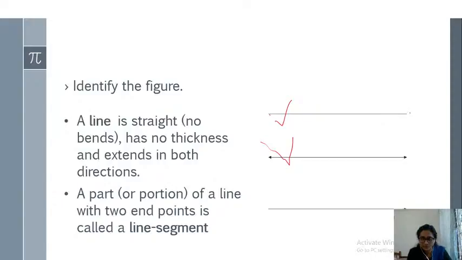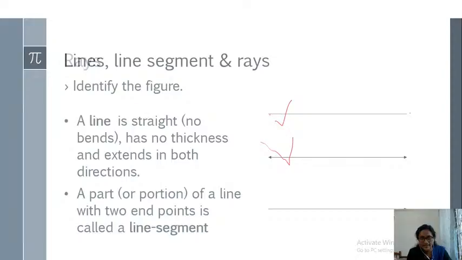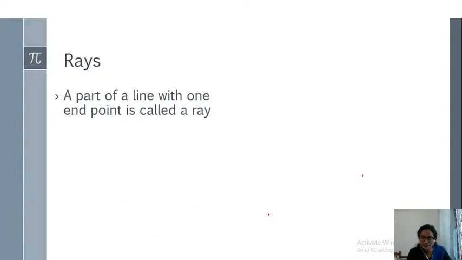Now what about the third figure? This one, there is one arrow and there is an endpoint. This is nothing but a ray. So a ray is a part of a line with one end point. So a part of a line with one end point is called a ray. So one side of the ray will be extending, it will be going on.